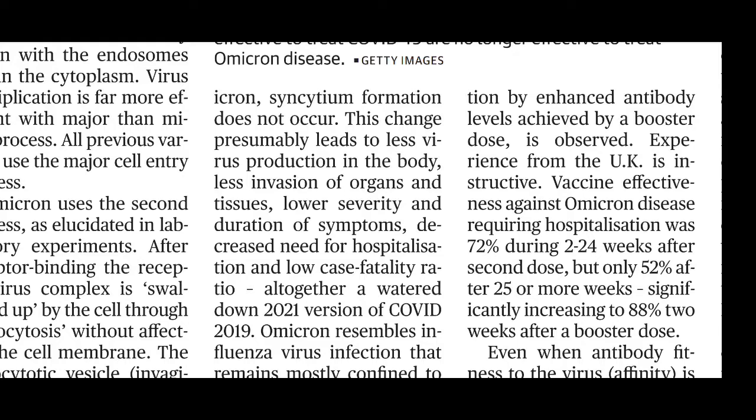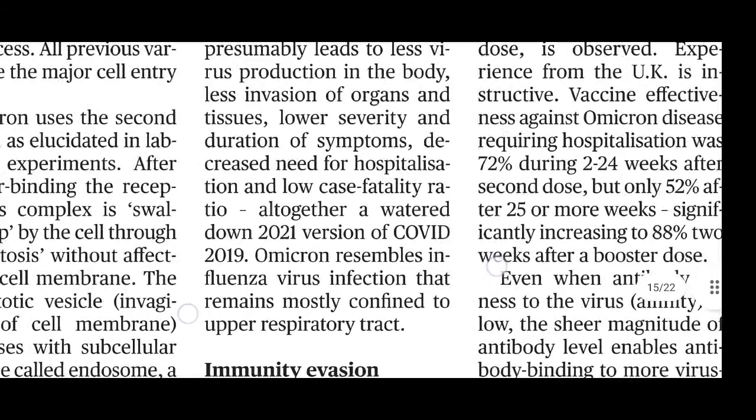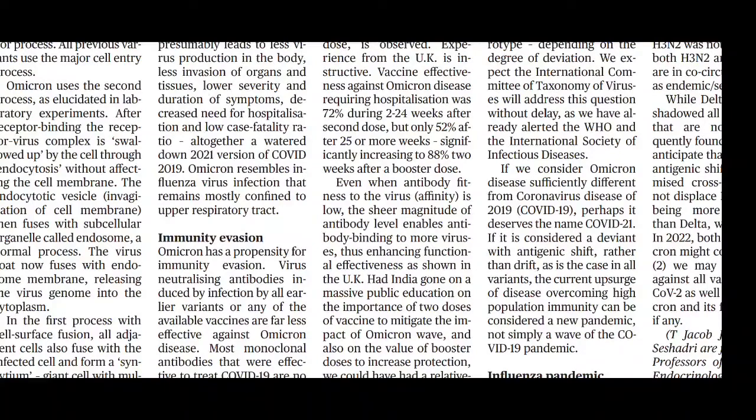tissues, lower severity and duration of symptoms, decreased need for hospitalization, and lower case fatality ratio. Altogether, a watered down 2021 version of COVID 2019. Omicron resembles influenza virus infection that remains mostly confined to upper respiratory tract.